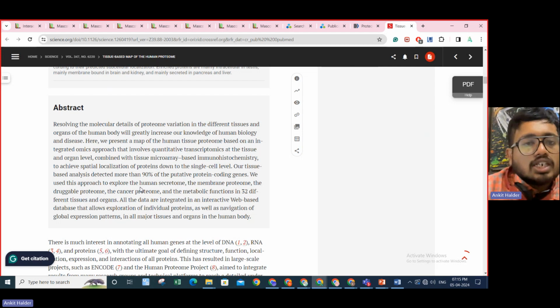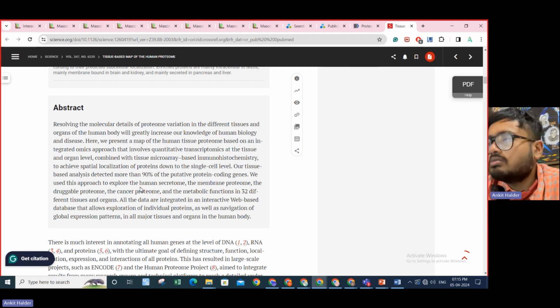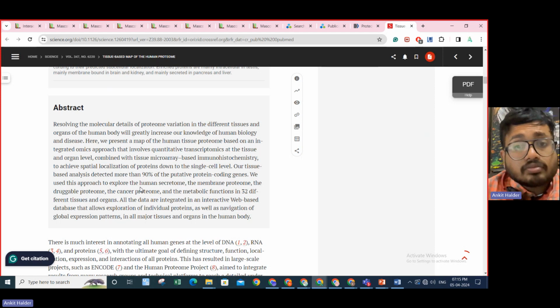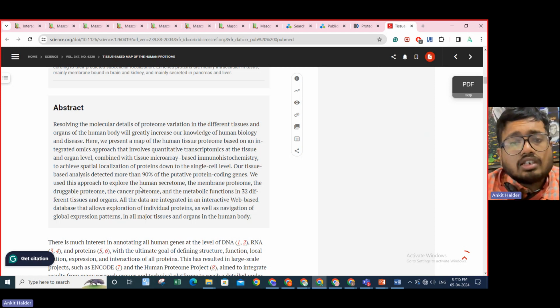The human tissue proteome is based on an integrated omics approach that involves quantitative transcriptomics at the tissue and organ level combined with tissue microarray based immunohistochemistry to achieve spatial localization of proteins down to the single cell level. Our tissue-based analysis detected more than 90% of the putative protein coding genes.